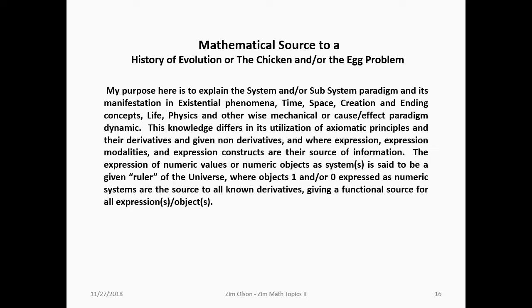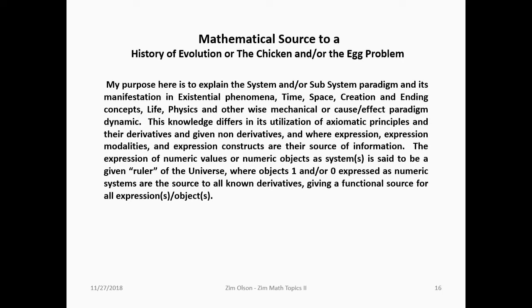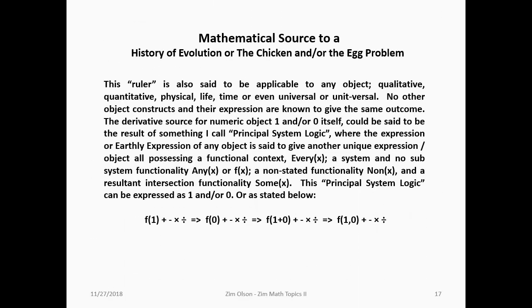The expression of numeric values or numeric objects, the systems, is said to be a given ruler of the universe, where objects 1 and/or 0, expressed as numeric systems, are the source to all known derivatives, giving a functional source for all expressions and objects. This ruler, quote-unquote, is also said to be applicable to any object, qualitative, quantitative, physical, lifetime, or even universal. No other object constructs and their expression are known to give the same outcome.